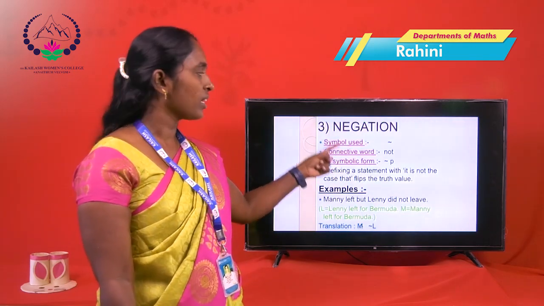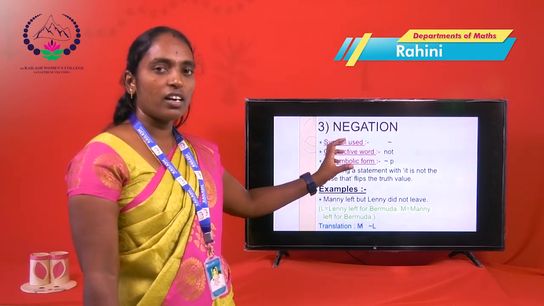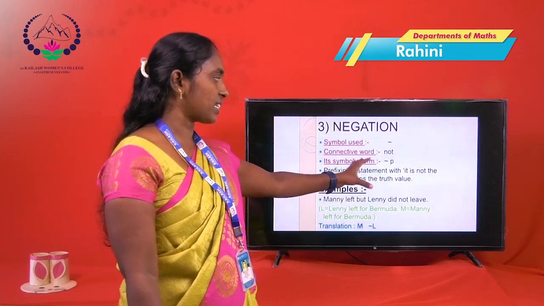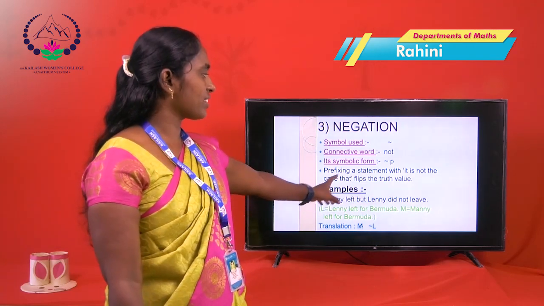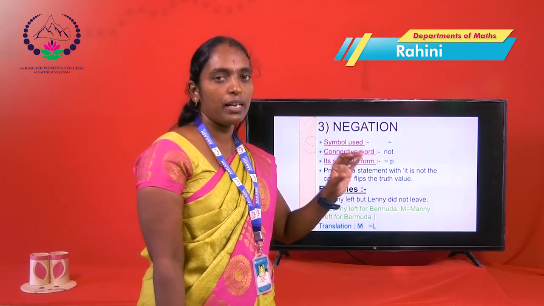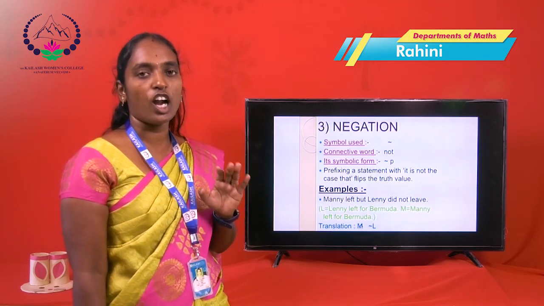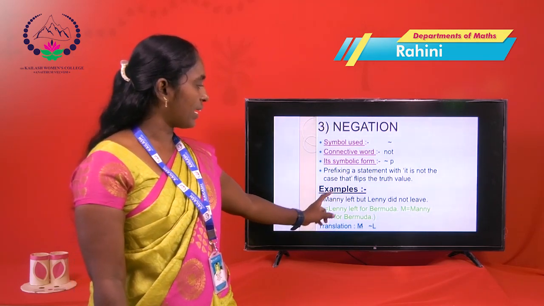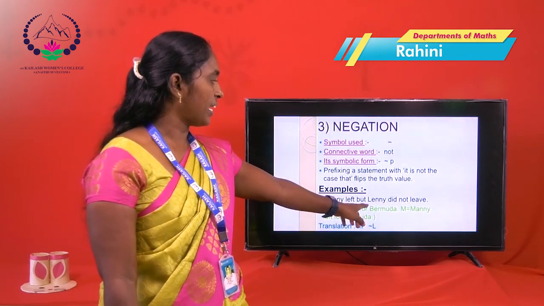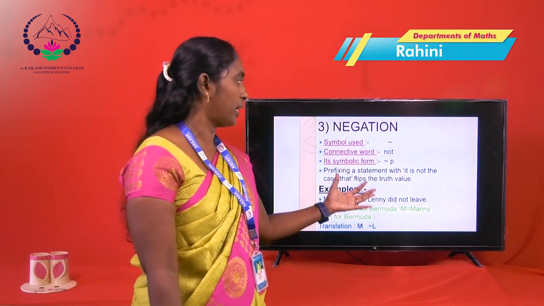So, this is the truth table for disjunction. The next connective is negation. The symbol used is ¬. The connective word is not. Its symbolic form is ¬P. We read this as not P. Prefixing a statement with 'it is not the case that' gives the negation. For example, 'It is raining today' is the statement. Its negative statement is 'It is not raining today.' Another example: Manny left but Lenny did not leave. L is Lenny left for Bermuda. M is Manny left for Bermuda. So this is an example of a negation statement.